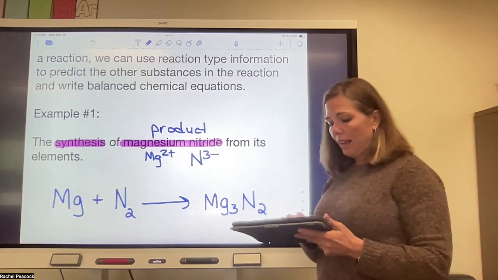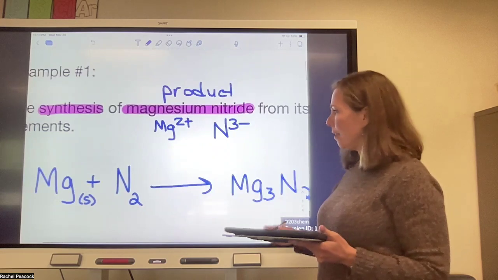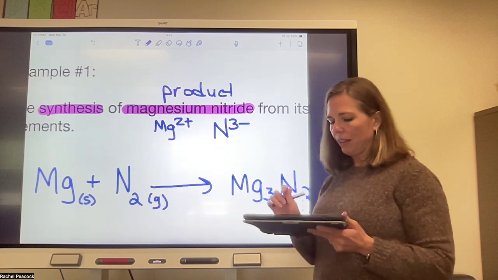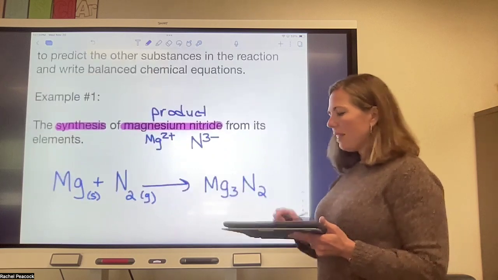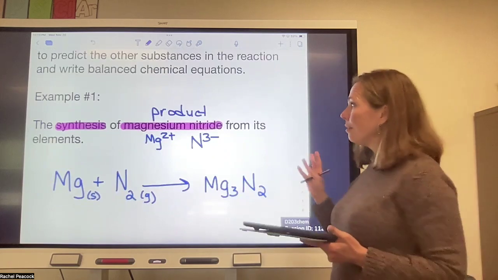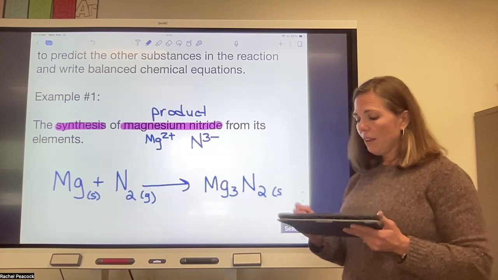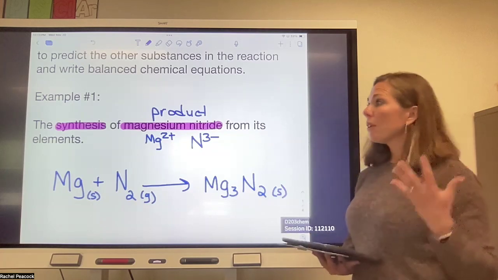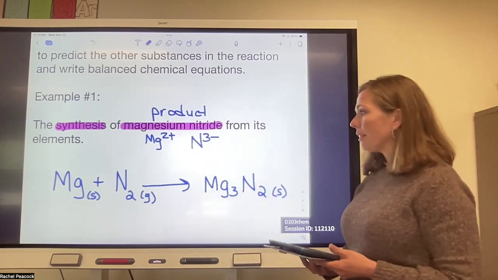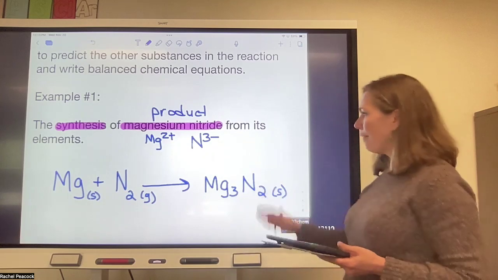Magnesium is a metal, right? All metals we know are solids. So we're going to put a little S next to magnesium. You know enough about nitrogen, right? You know nitrogen is a gas. So we're going to put a little G next to that. And then your product is an ionic compound. And without any other information, all ionic compounds in their natural form are solids. So you can just put an S by that. Okay. So now you've figured out the entire equation, and you've correctly filled in your reactants. You've written solid, gas, solid, and you have everything you need right there.